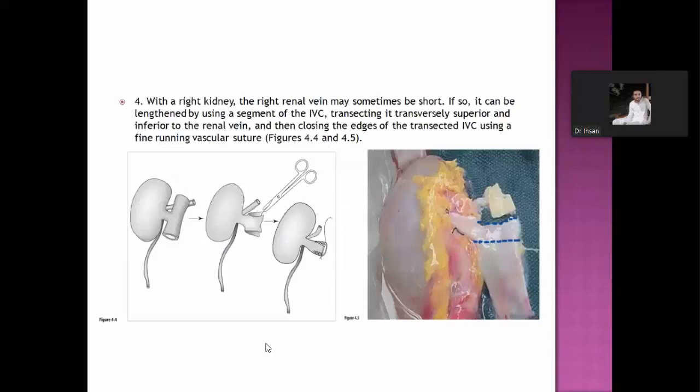The fourth step is with the right kidney. The right renal vein may sometimes be short. If so, it can be lengthened by using a segment of inferior vena cava, transecting it transversely superior and inferior to the renal vein, and then closing the edges of the transected inferior vena cava using fine vascular sutures, as you can see in the blue dotted line.